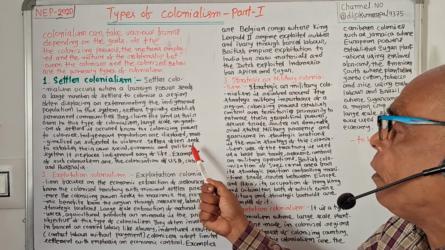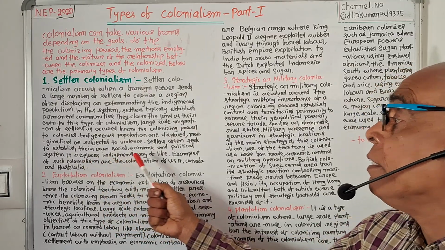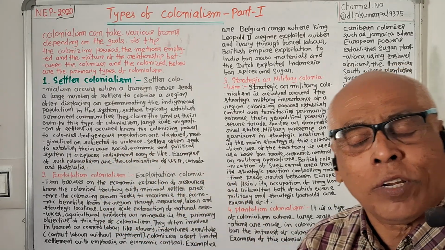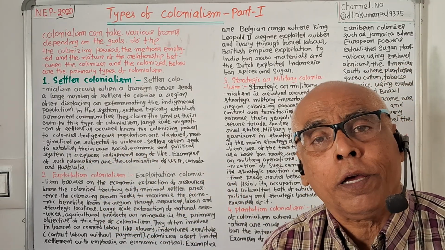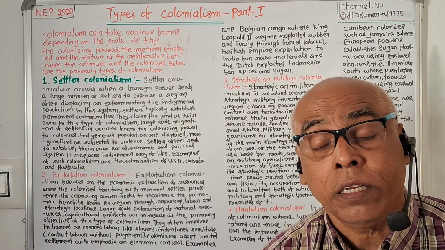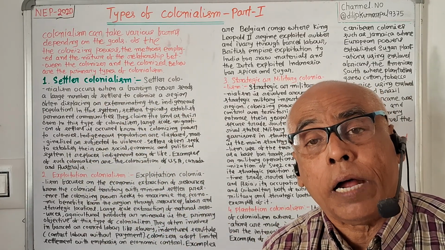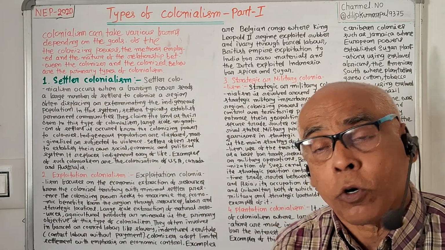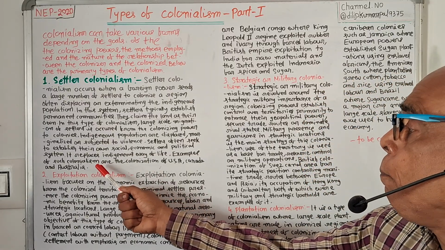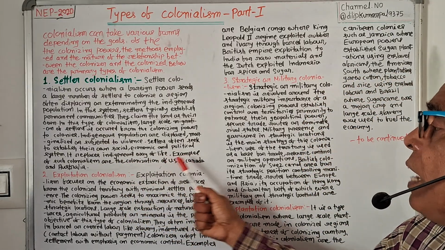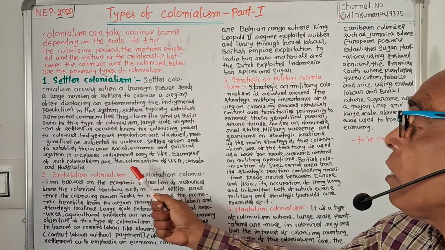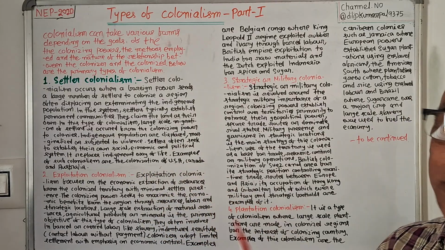Settlers often seek to establish their own social, economic, and political system. Whenever people of a country settle in a foreign country, they adopt their own social, economic, and political system. It replaces the indigenous way of life. Examples of such colonialism are the colonization of USA, Canada, and Australia.